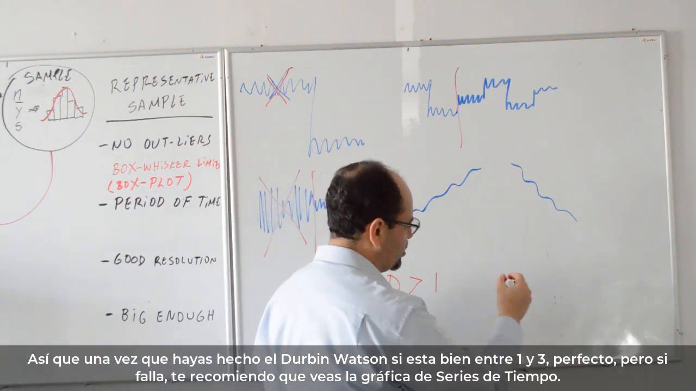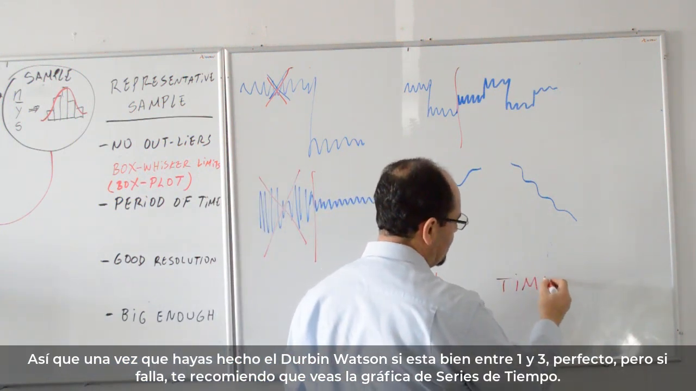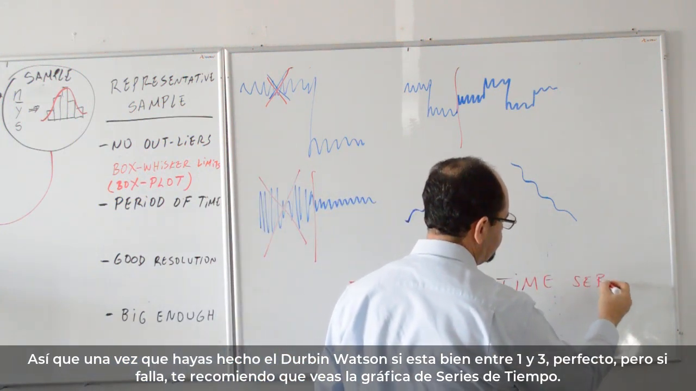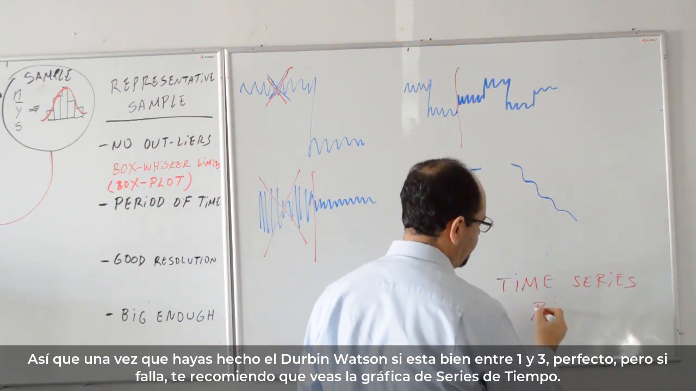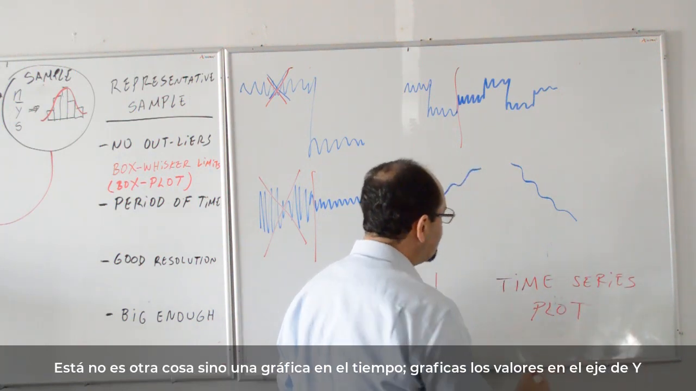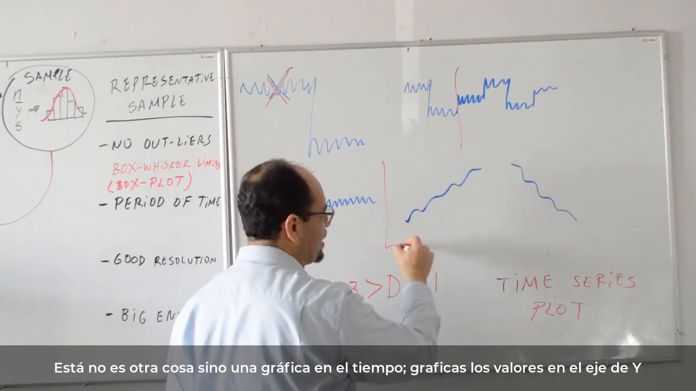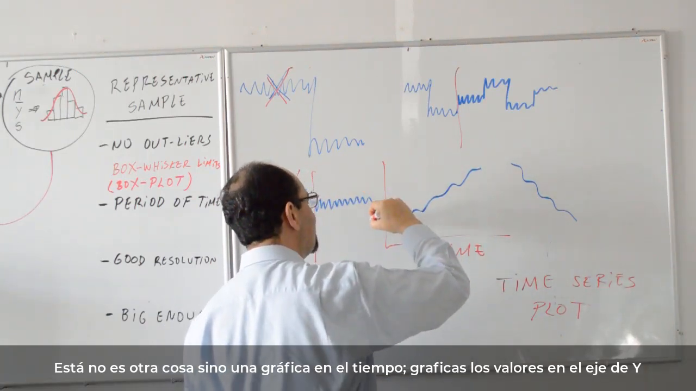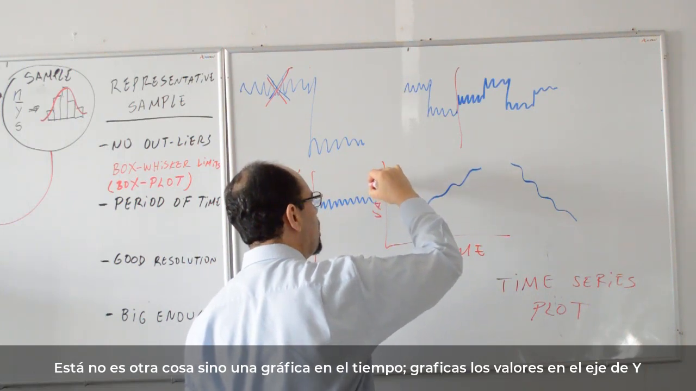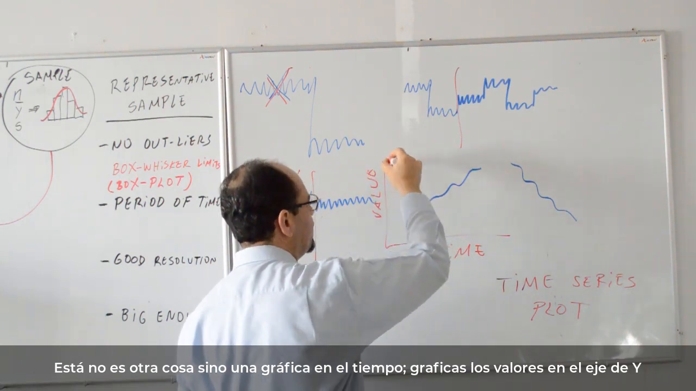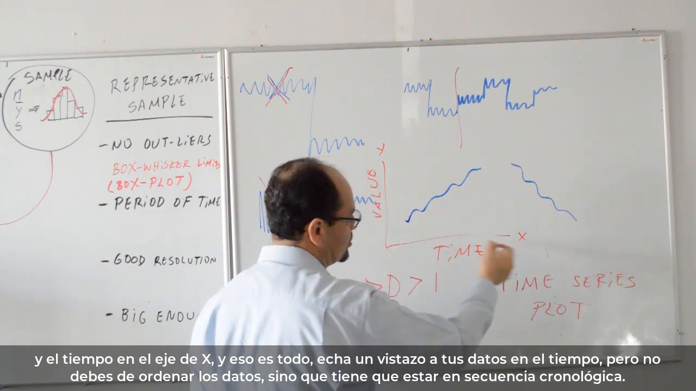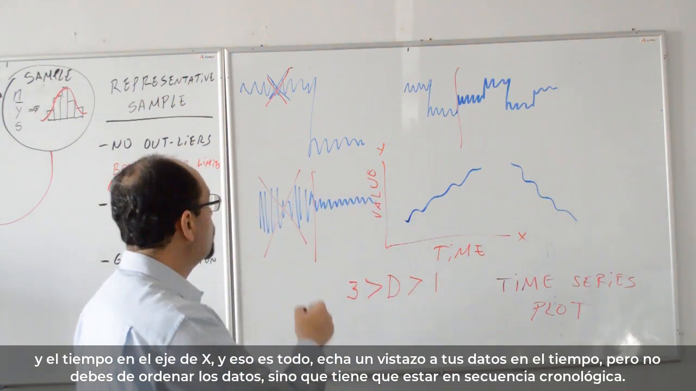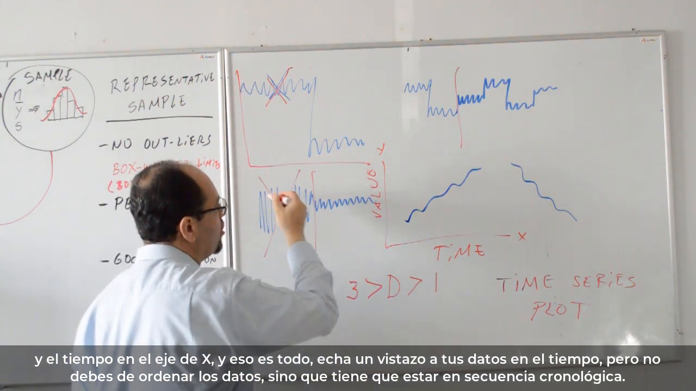Let me just make sure this is time series plot. And a time series plot is nothing else but a graph over time, and you observe the values on the y-axis here, and time is on the x-axis. And that's it. Take a look at your data over time.